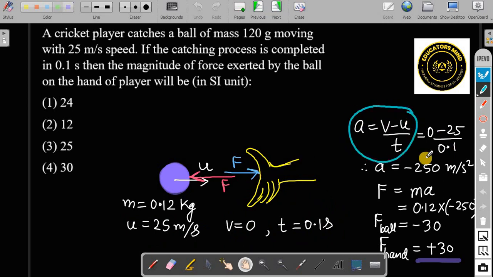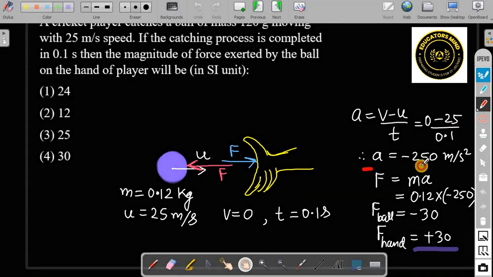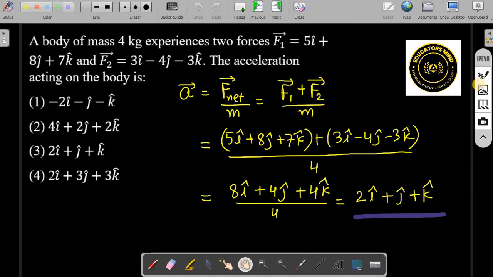So acceleration is v minus u by t. Calculate, final velocity 0, initial velocity 25, right, and substitute. So acceleration you will get, minus 250. Acceleration is negative, that means the acceleration is in the opposite direction for the ball. Okay, so first calculate force, which is mass into acceleration. This is the force on the ball, minus 30. The force acting on the hand of the person is in this direction, right? These are like action and reaction forces. So this is plus 30. So the correct answer is option 4, right? Let's go to the next.